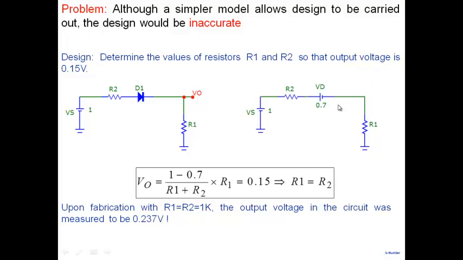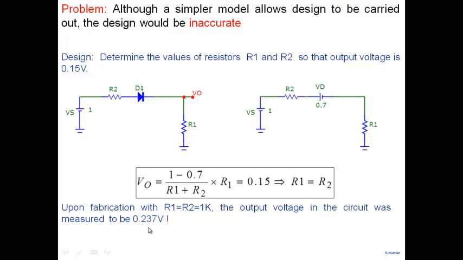I use 1K. I put it here. Then I make the circuit. I'm very happy. I go to the lab. I make the circuit. My design is complete. And I get 0.237 volt. I didn't get 0.15 volt. And why? What is the reason? Where is the error? What is the source of error that you can see? The model. I've used a very simple model of a diode, 0.7 volt. And that has made my design inaccurate.